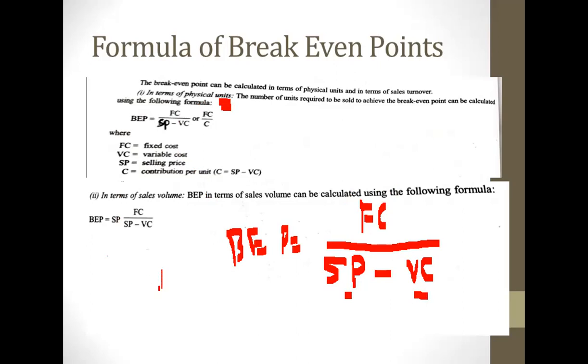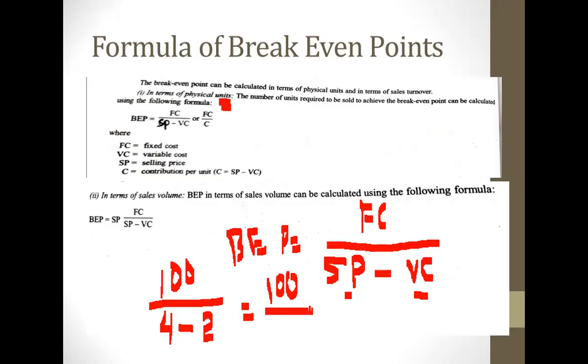Take an example. Suppose that 100 crore is the fixed cost. The selling price is 4 rupees, and 2 rupees is the variable cost. Then you can find out at what level of output the company will reach the break-even point. So 100 divided by 2 gives 50. That means you have to produce 50 units of output for the company to reach the break-even point. So that's the simple meaning of this.